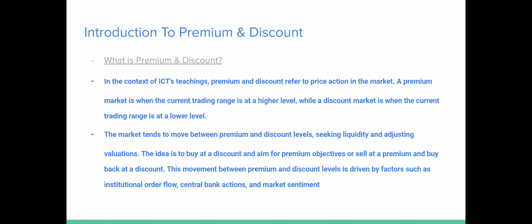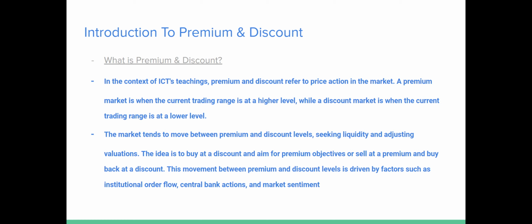The idea is to buy at a discount and aim for premium objectives, or sell at a premium and buy back at a discount. This movement between premium and discount levels is driven by factors such as institutional order flow, central bank actions, and market sentiment. So the market will move between a premium and a discount.